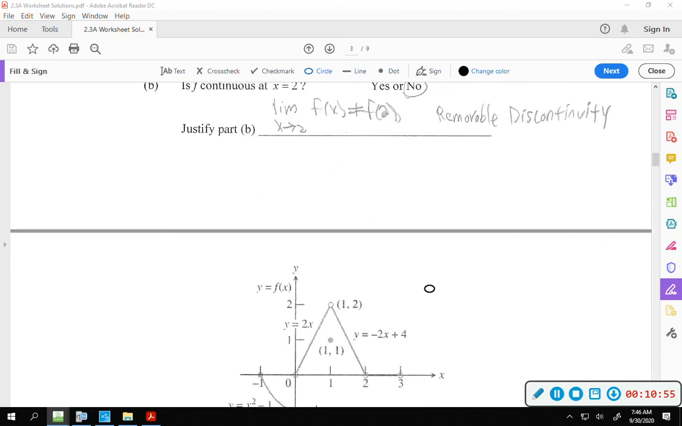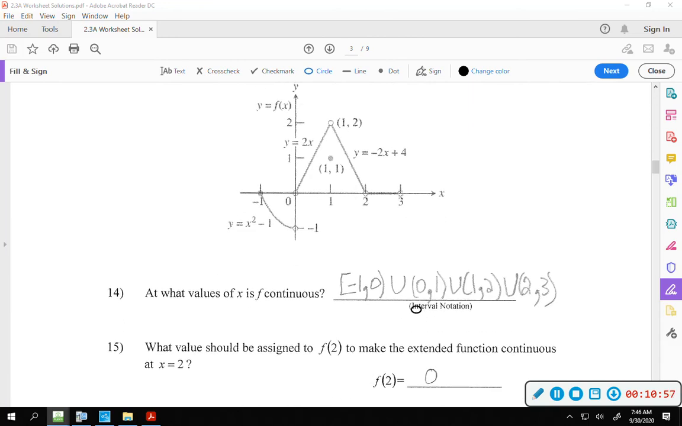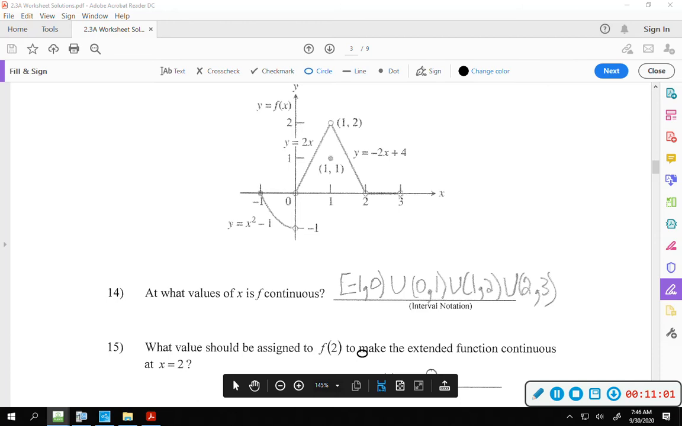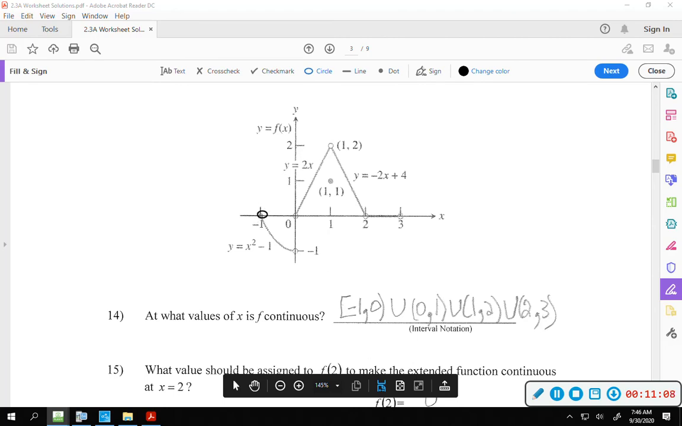Good. I replicated this here, so make it a little bit better. At what values of x is f continuous? Again, this gives some students some difficulty. Remember, we have a bracket on -1 because it is continuous at this left endpoint.